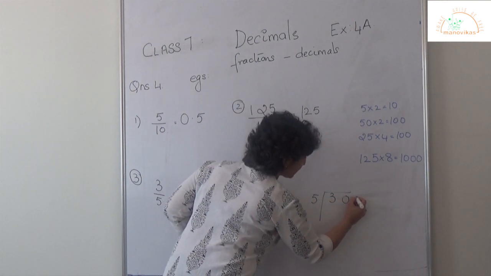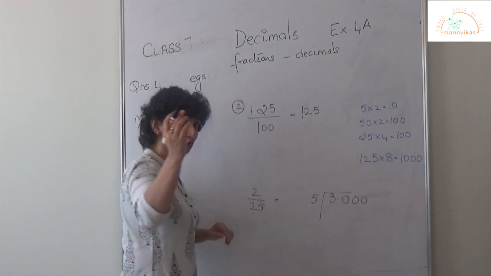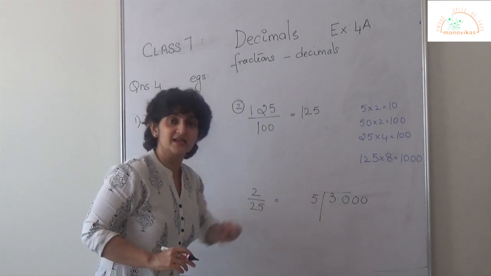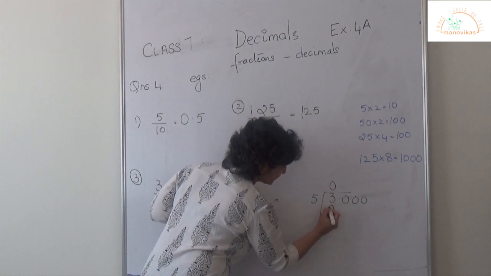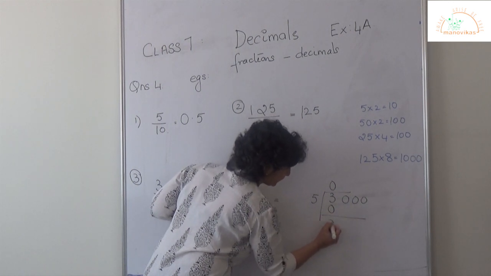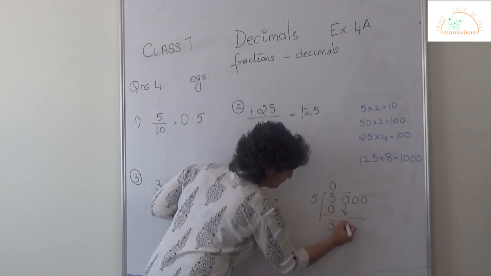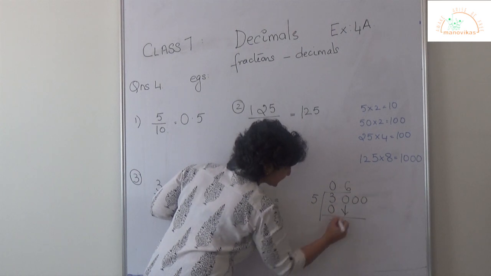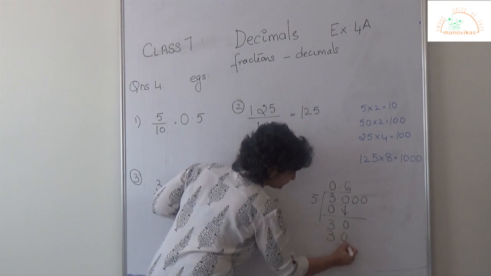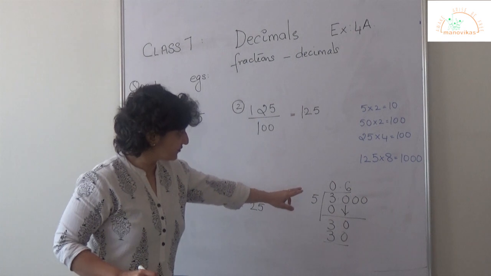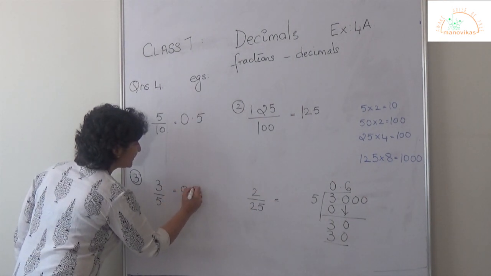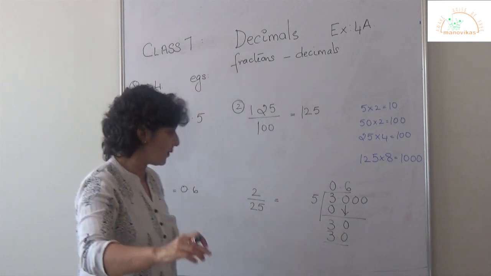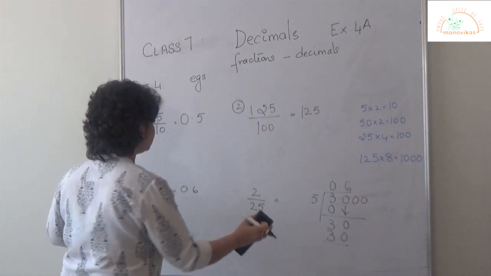Point, and let's put a few zeros. That's up to you. The 5 doesn't go in 3. 5 zeros are 0. I get 3. Point. Let me bring my 0 down. 5 6s are 30. So, with your division method, you get your answer as 0.6.